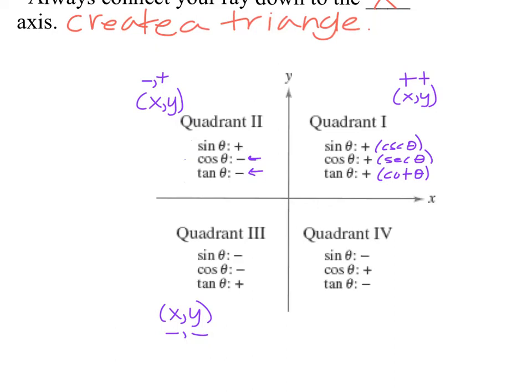Last but not least, quadrant 4. If you have a coordinate that puts you into quadrant 4, now your x value is positive, but the y value is negative to drop it down into that quadrant. That means cosine and secant are the only values that are positive, but sine, cosecant, tangent, and cotangent will all be negative.